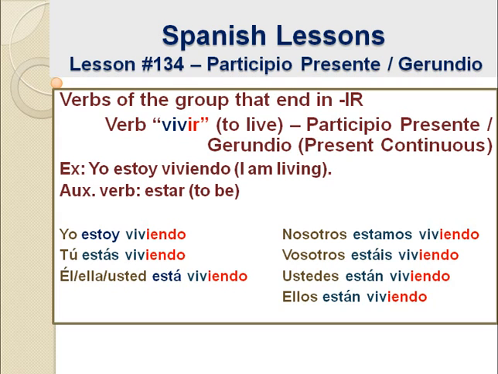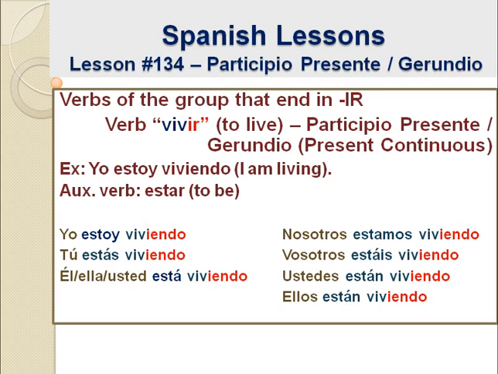The first group has the ending ando, right? Like caminando, hablando. And the second and third group of verbs have the ending iendo, as you can see here, viviendo, comiendo. Okay? So remember the two different endings for the present continuous in Spanish. And this is the end of our lesson about present continuous or Participio Presente or Gerundio.